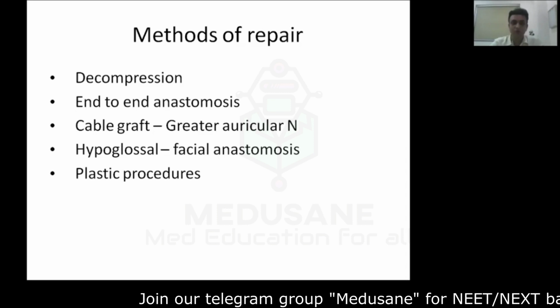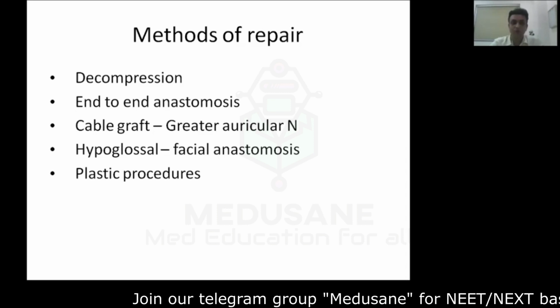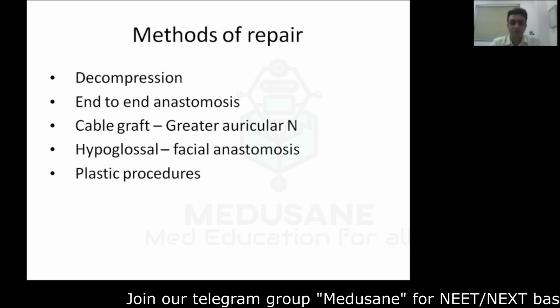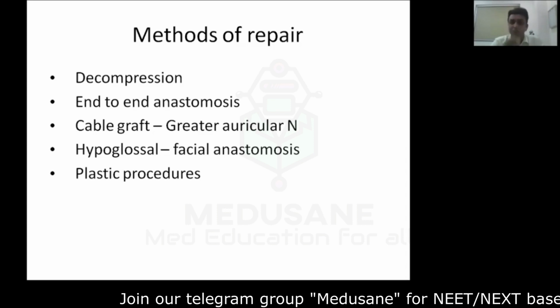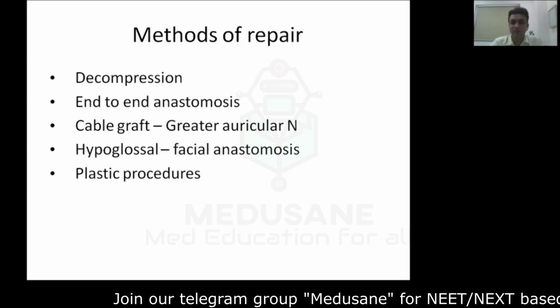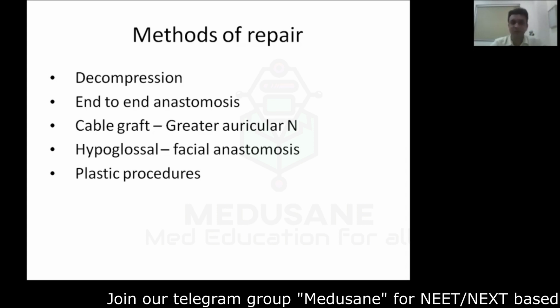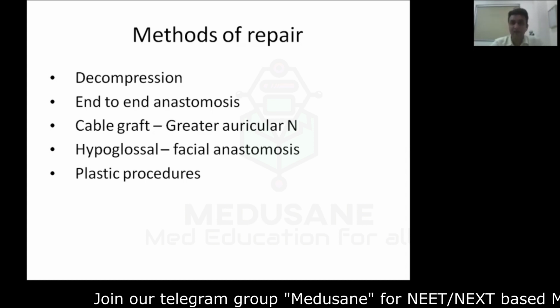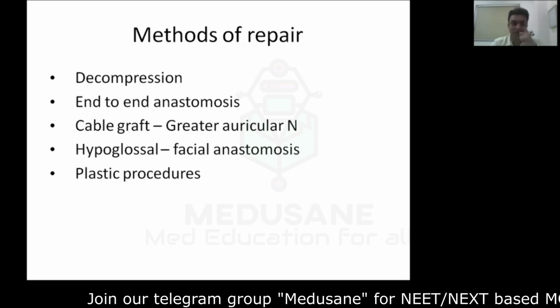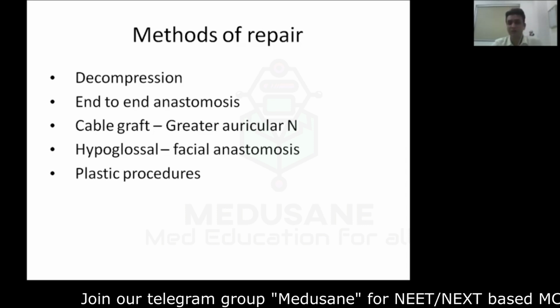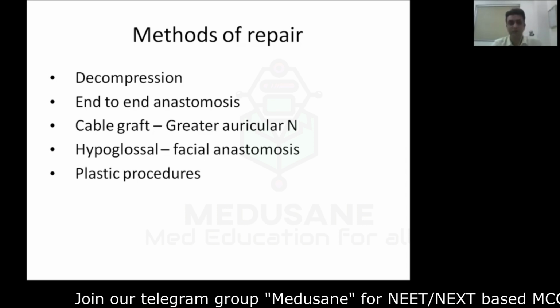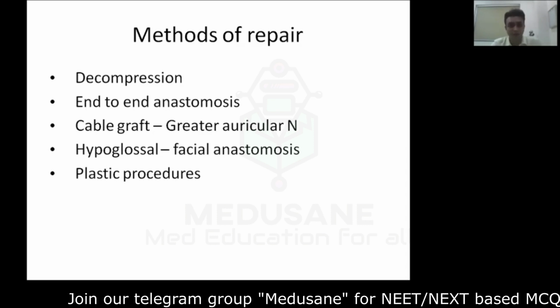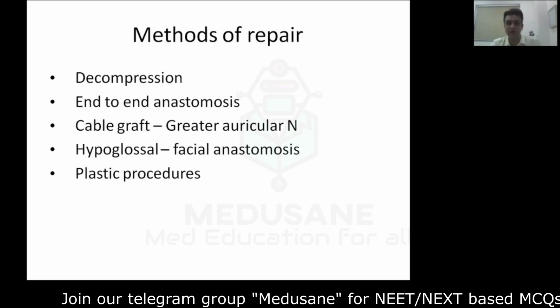Only decompression can cure many of the cases. If there is a complete transection and the gap between the two ends of the nerve is less than 4 mm, then we can do an end-to-end anastomosis. That means you have to take a stitch from one end to the other end, and then you can anastomose it. Generally, it heals very well.